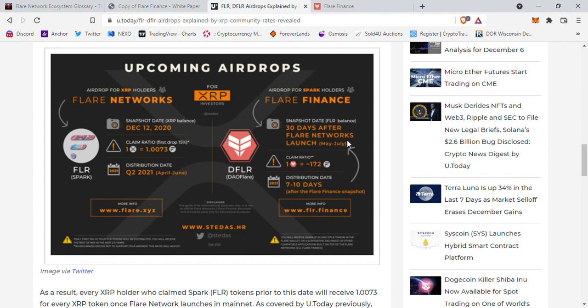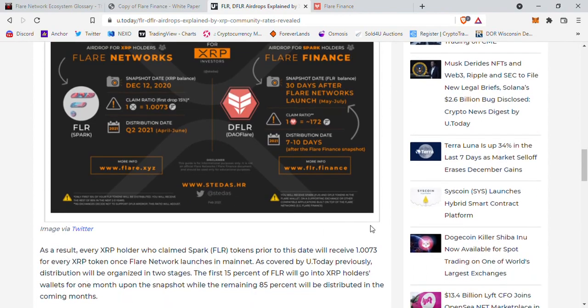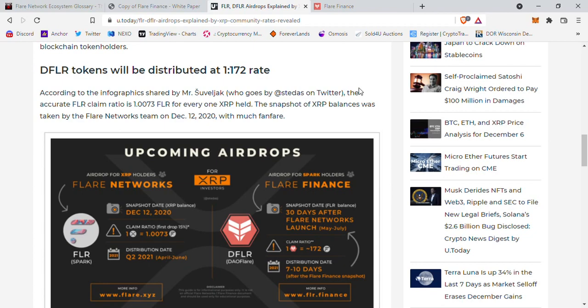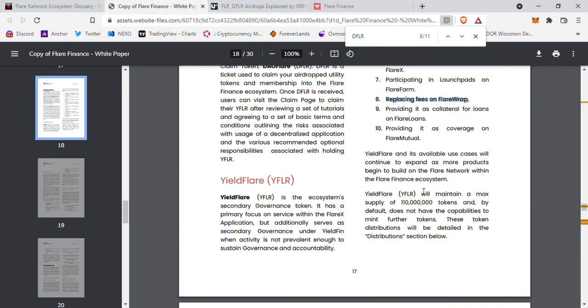Another thing is, I would rather them get all the bugs out of the way right now on the Songbird testnet, rather than have them launch Flare Finance and Flare Networks and have to deal with a ton of bullshit and losing money. And obviously they don't want to deal with that, because they launched Songbird. Yeah, it's just kind of a funny thing.